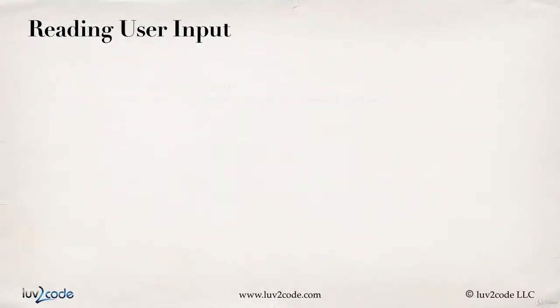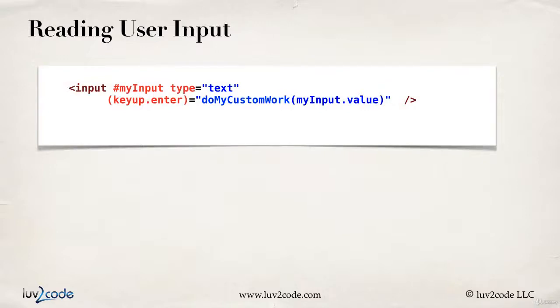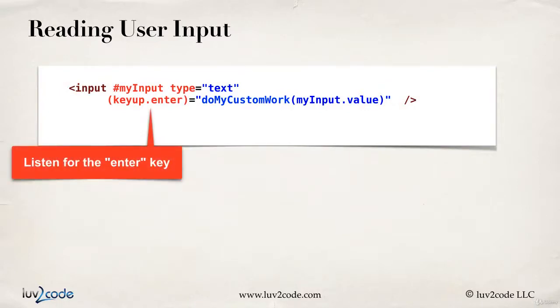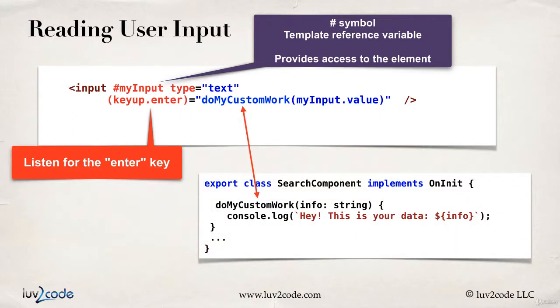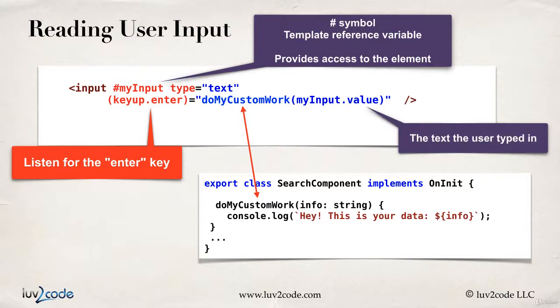Alrighty, so looking at reading user input. So we'll have this input text field, and then we'll listen for the enter key. So when the user hits the enter key, we want to read that text field and do something with it. So up top, we make use of the hashtag symbol. That's a template reference variable for my input. This will give us access to the element. And then in our component, we'll have our method do my custom work. And so myInput.value gives you the actual text the user typed in. So then we can pass that to our custom method as a string, and then we can display it saying, hey, this is your data, and then we use whatever that given parameter is. So that's how we can read user input with Angular.